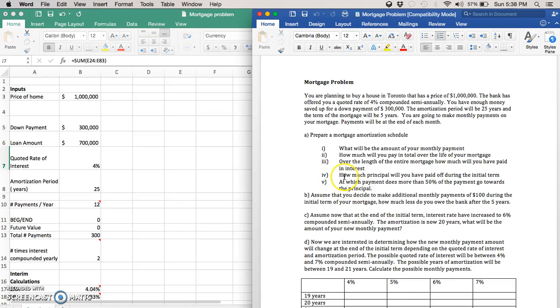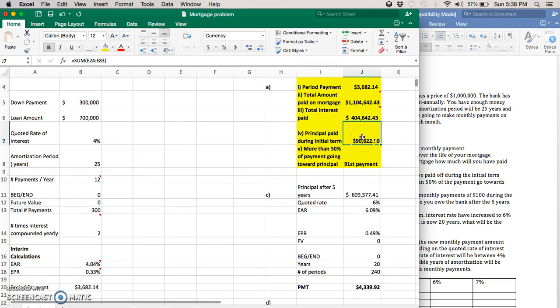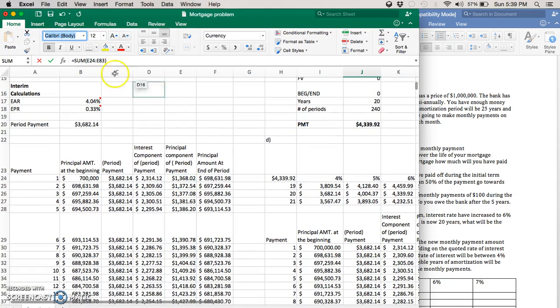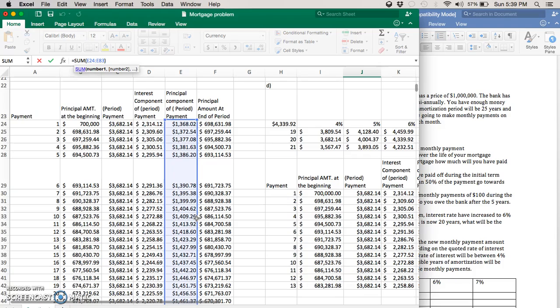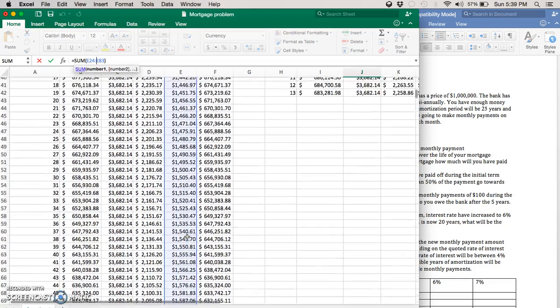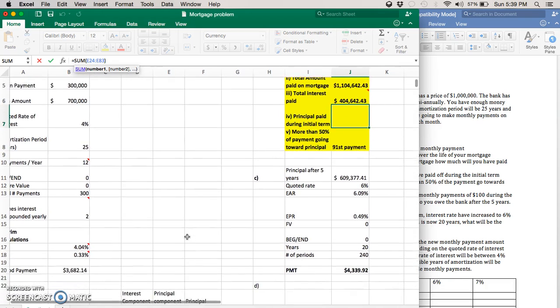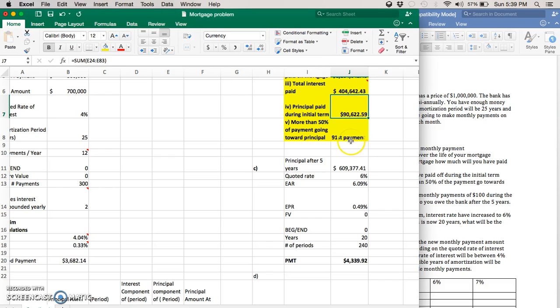So the fourth part of A, how much principal will you have paid off during the initial term? Again, if you have an amortization schedule set up, this is very simple. You use the sum function again, and you would only highlight the payment from the beginning, so the first payment, all the way down to the 60th payment, because you want to determine in total how much you paid to the bank during the initial 5 years, which is 60 periods, because there are 12 months per year for 5 years, and that equals 60. So once you press the sum function, it'll give you an answer of 90,000.